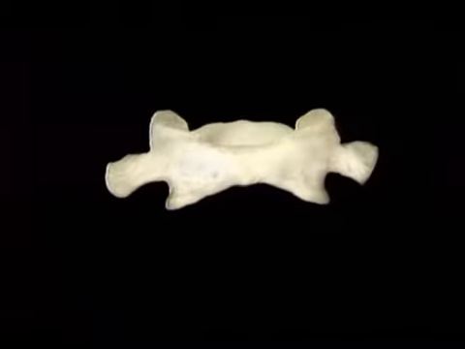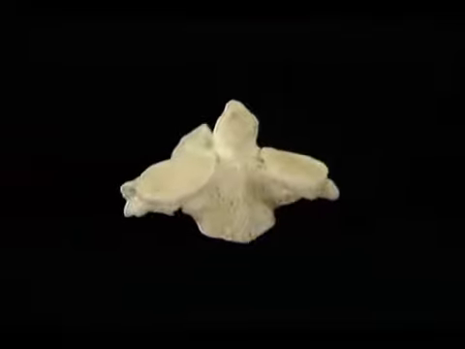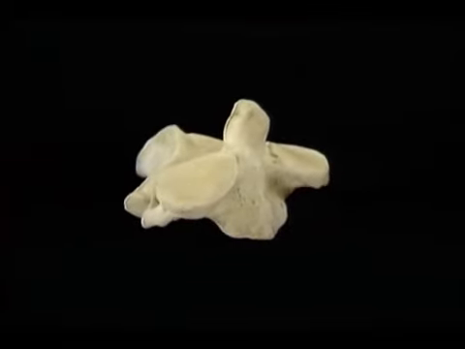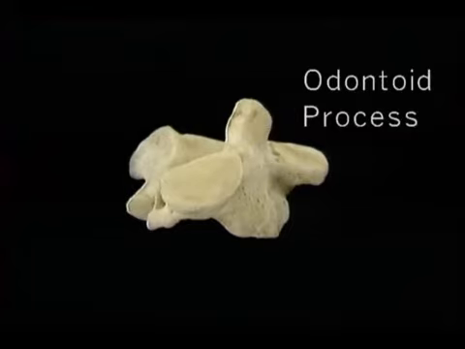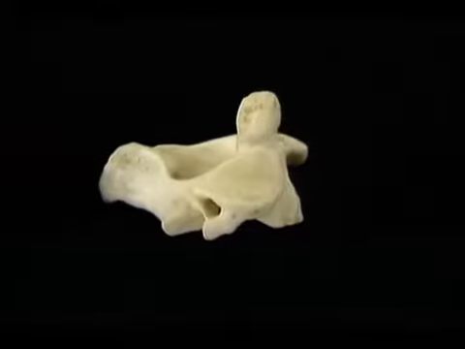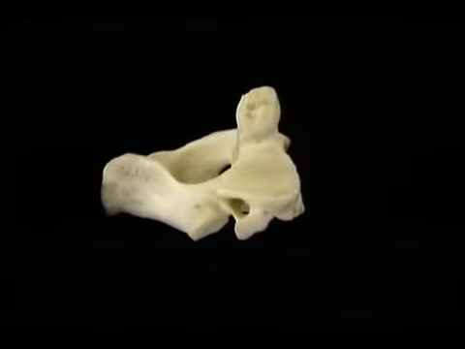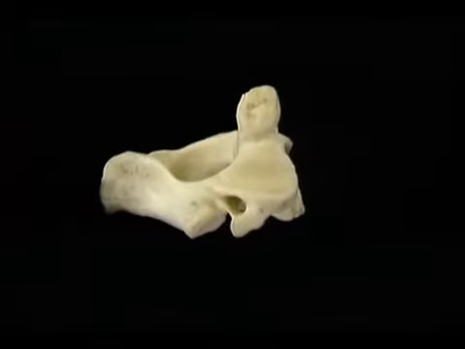Now let's look at the axis vertebra. The body of the axis is prolonged by this important projection, the odontoid process. In terms of development, the odontoid process represents the missing body of the atlas. In terms of function, it's the pivot around which the head, together with the atlas, rotates.